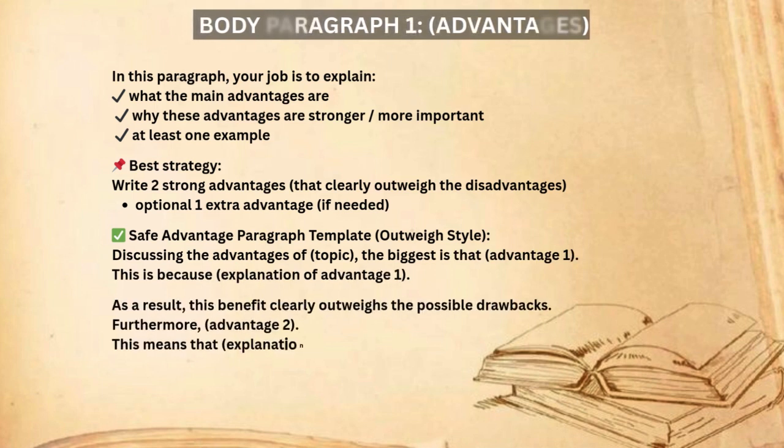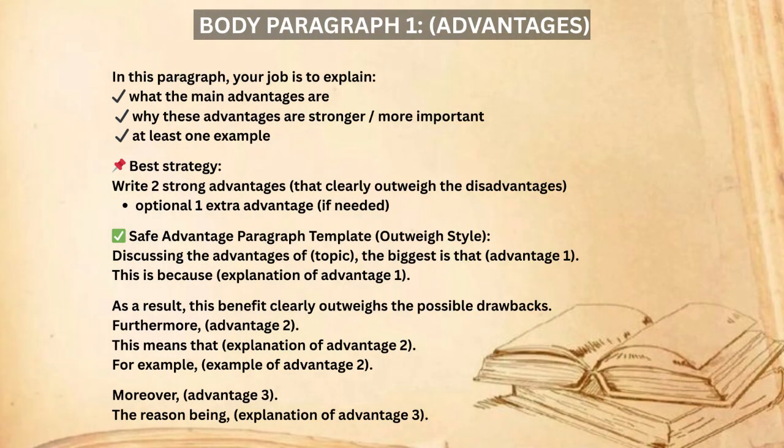Now body paragraph 1 is your main paragraph because it is your stronger side. In this paragraph, your job is to explain what the main advantages are, why these advantages are stronger or more important, and include at least one example. Best strategy: write 2 strong advantages that clearly outweigh the disadvantages, and add 1 extra advantage only if needed.